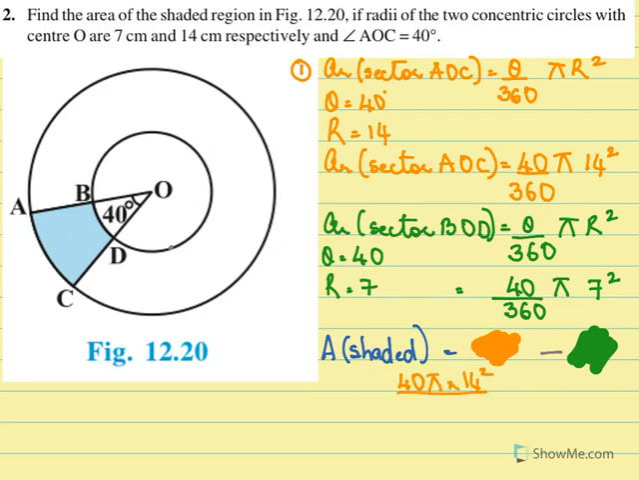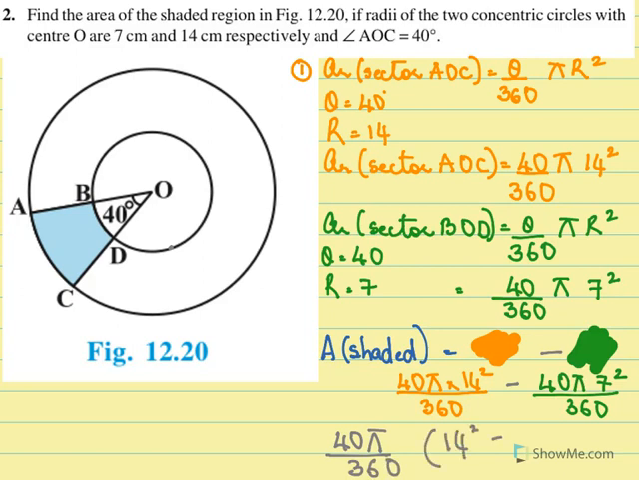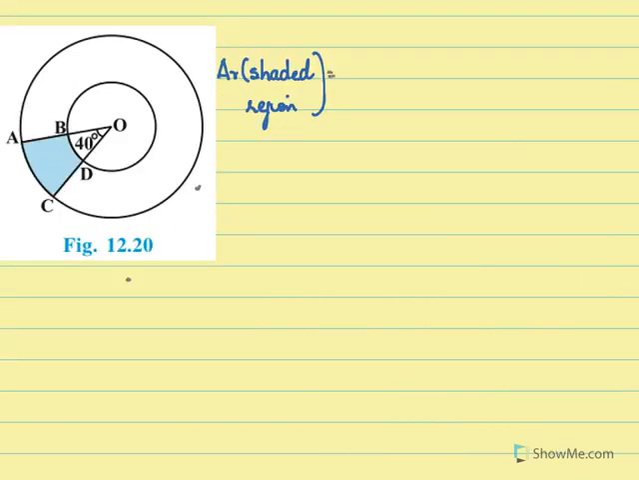Minus the green, which is 40 pi 7 square over 360. Now I can take common out. If you notice, I can take 40 pi over 360 common out. What will remain here is 14 square minus 7 square. So the area of the shaded region will be 40 over 360 pi. We took common out, and what remains inside is 14 square minus 7 square.